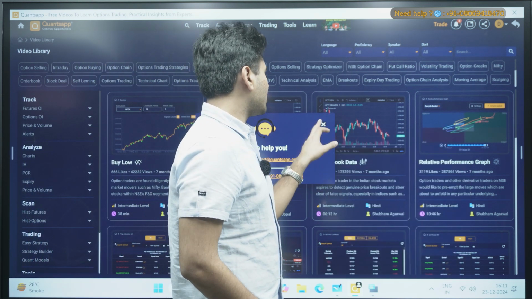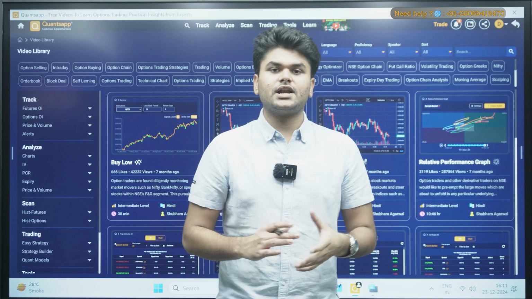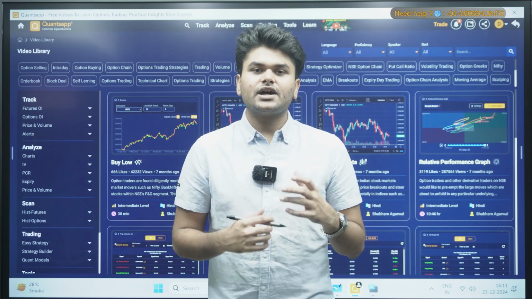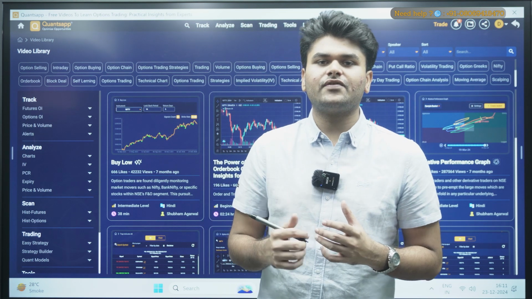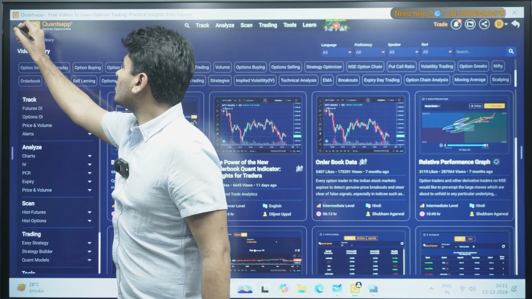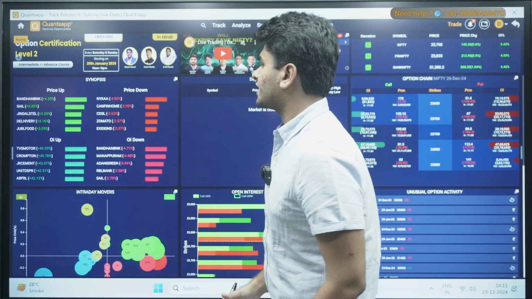Right? So, without delay, we'll just move on to the topic and let us understand how you can use this particular tool and analyze or identify a direction before it's gonna happen. So we are going to talk about the unusual option activity.